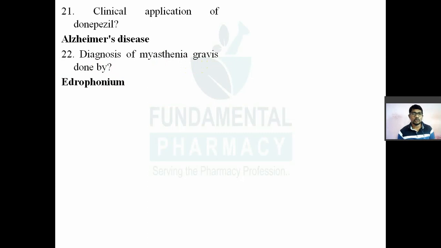In the ameliorative test, androphonium is used. You have to remember androphonium is used in the ameliorative test. And the second test for diagnosis of myasthenia gravis is the provocative test. In this provocative test, D-tubocurarine is used. So remember, androphonium is used in the ameliorative test for diagnosis, and D-tubocurarine is used in the provocative test.